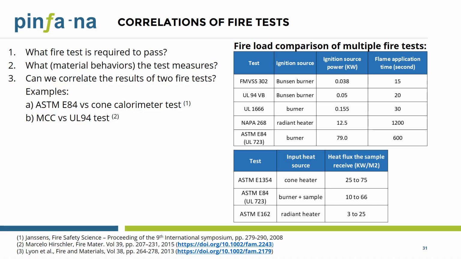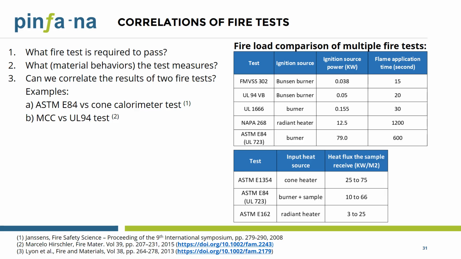The second table on the lower right compares the heat flux per unit area the sample receives in each of these listed tests. This is an alternative way to compare the flame heat source used in the different fire tests. It's worth noting that there is some overlap in the heat flux level between the cone calorimeter test per ASTM E1354 and the standard tunnel test per ASTM E84, although the sample size requirements in those two tests are vastly different. A good correlation between the results of the cone calorimeter test and those of the E84 test has actually been demonstrated in some publications. There are generally two approaches for such correlation reported in the literature.